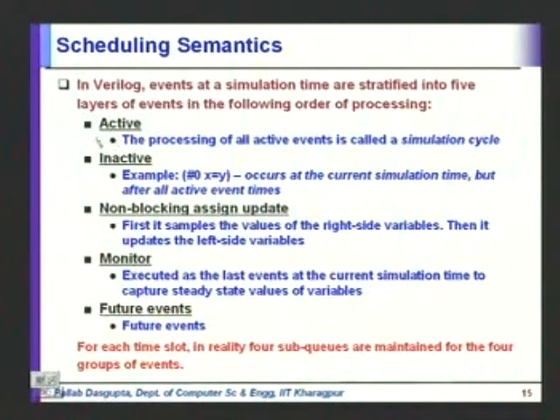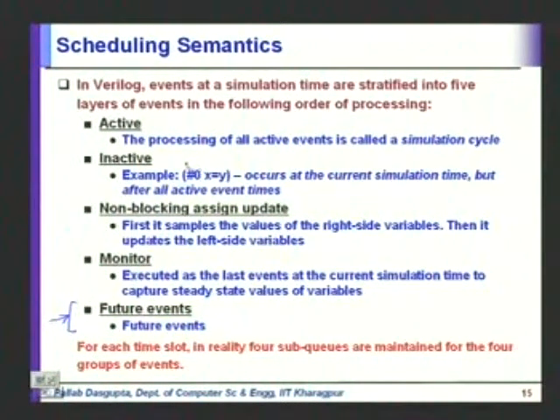As I said just now, within the scheduling semantics in Verilog, at a given simulation time the events are stratified into 5 layers in the following order of processing. Apart from these future events, which are going to take place in later clock cycles and are again divided into different time buckets, these 4 types of events are executed strictly in this order: active followed by inactive.